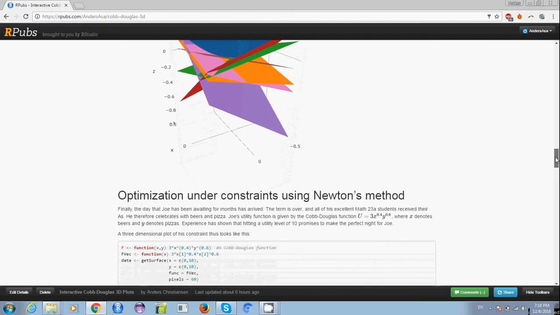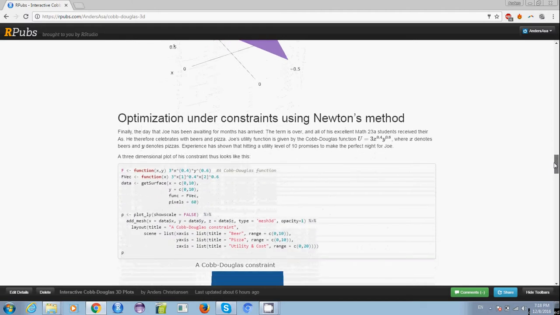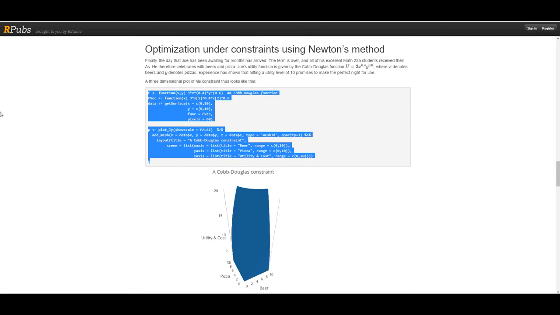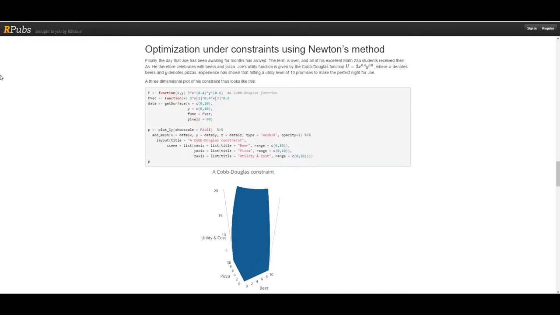Now we're going to talk more about how to use these 3D graphs for an economic application. In the second part of our term project, we introduce you to the optimization of a linear function under the constraint of a Cobb-Douglas function using Newton's method. After a busy semester as a TA teaching Math 23A, Joe is looking forward to spending the evening with beer and pizza. His Cobb-Douglas utility function is given by the following expression, where x denotes beer and y denotes pizza. His experience has shown that he has a perfect evening at the utility level of 10.